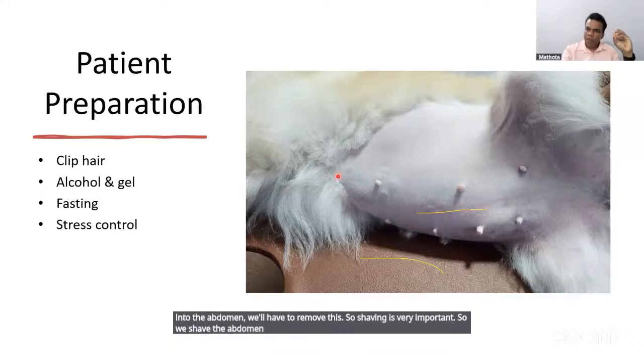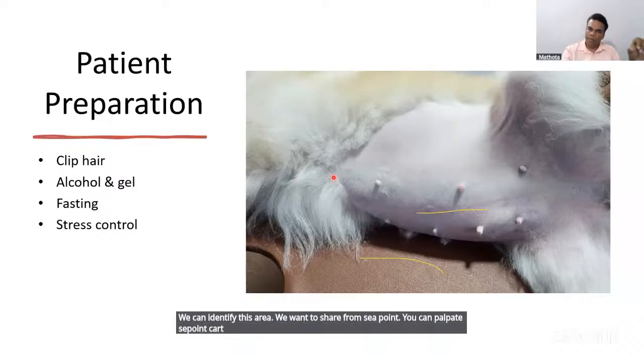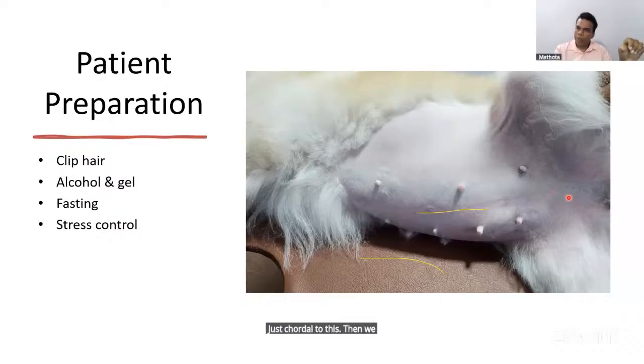The area we shave, how do we identify it? We want to shave from the xiphoid. You can palpate the xiphoid cartilage here, just caudal to the sternum. Then we go up to the pubis. From xiphoid to pubis, then both sides of the flank at least halfway.